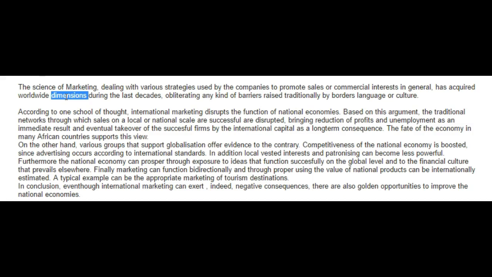This doesn't feel quite right to me. While it's kind of accurate, I would prefer has expanded globally over the last few decades. So when writing academically, we need to be very precise. So how many decades? The last decades could be any number of decades, and therefore it's quite ambiguous, and we need to stay away from any kind of ambiguity.